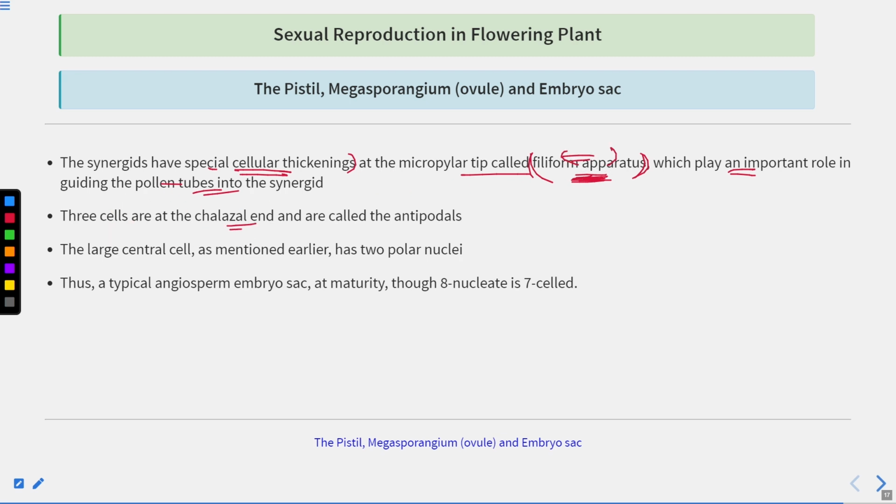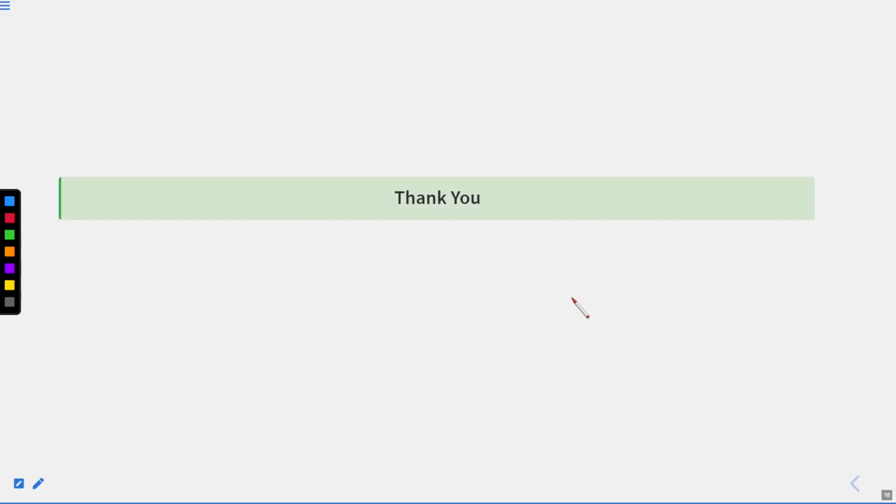Now the 3 cells at the chalazal end are known as the antipodals, and the large central cell, as mentioned earlier, consists of 2 polar nuclei, and these 2 polar nuclei later on fuse with each other. So the mature embryo sac is an 8 nucleate and 7 celled structure.